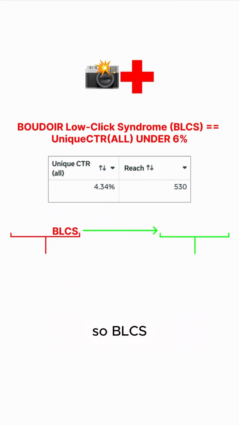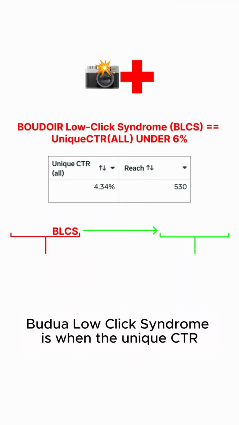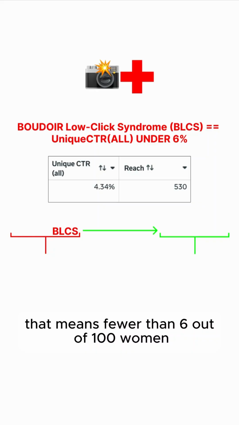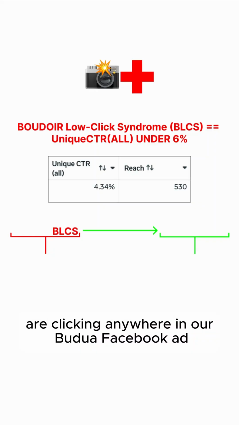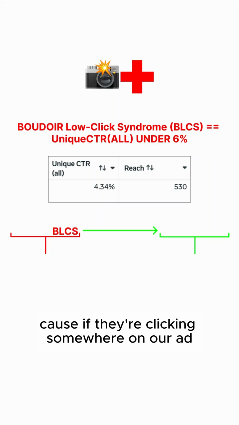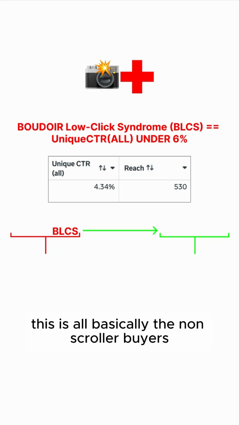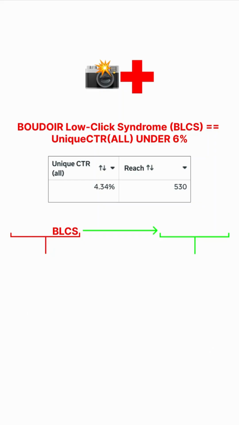So BLCS, Boudoir Low Click Syndrome, is when the unique CTR of our Boudoir Facebook ad is under 6%. That means fewer than 6 out of 100 women are clicking anywhere in our Boudoir Facebook ad. And we care about this because if they're clicking somewhere on our ad, that means they're not simply scrolling by. This is all basically the non-scroller buyers.